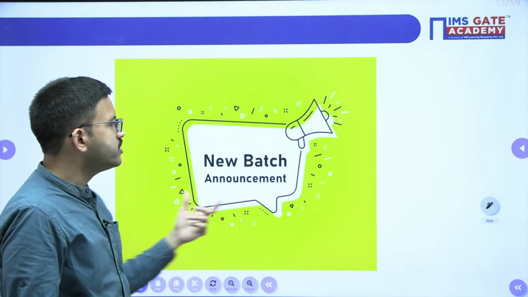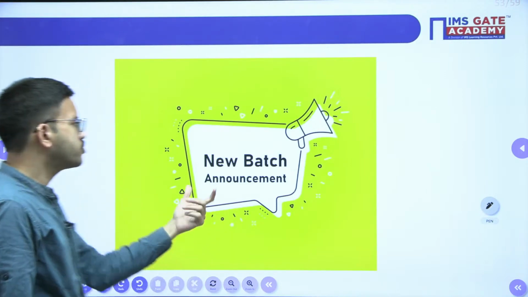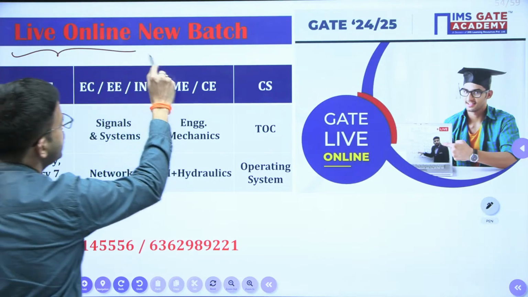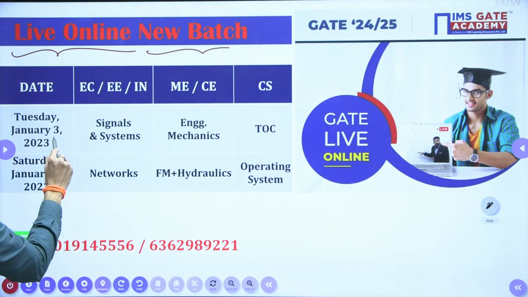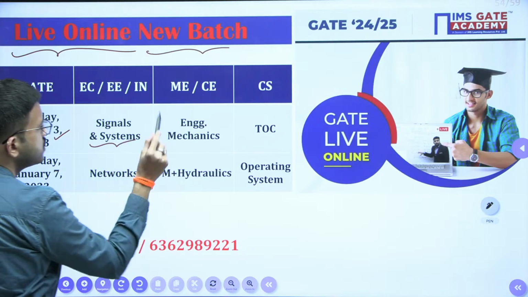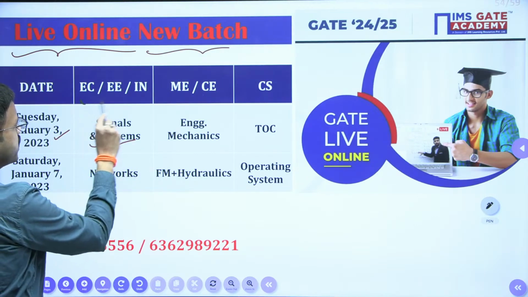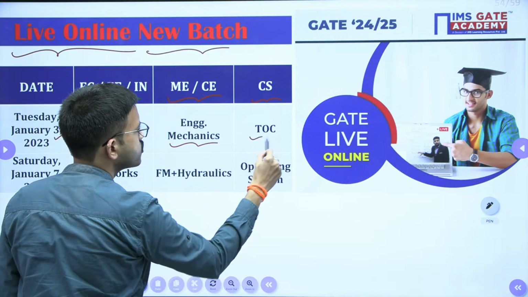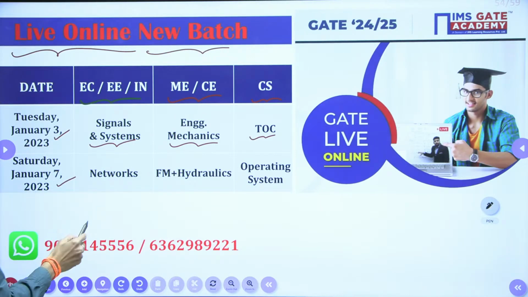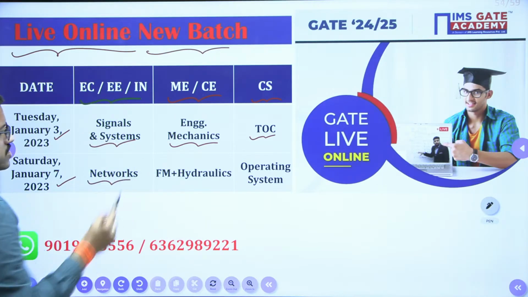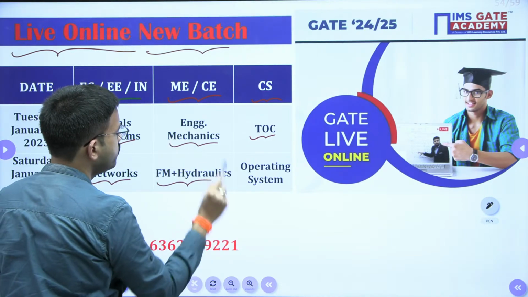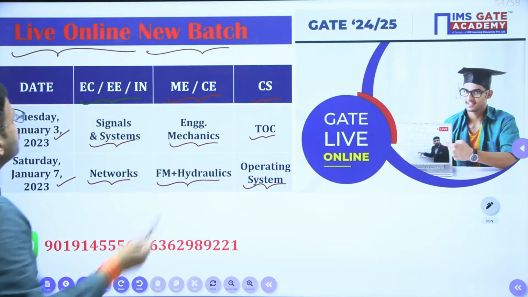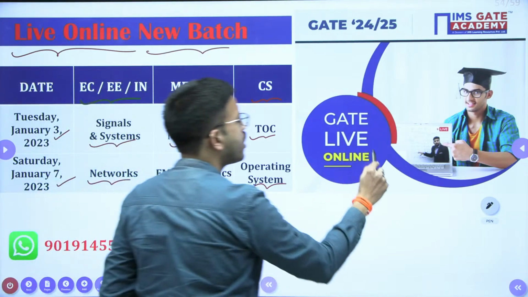Now I am going to inform you of the upcoming batches which are going to start. Here we have a live online new batch. It will start on January 3rd. The subject is Signals and Systems for EC, Electrical, IN, Engineering Mechanics for Mechanical and Civil, and TOC for Computer Science. And January 7th for EC, Electrical, IN Networks, for Mechanical and Civil Fluid Mechanics and Hydraulics, and for Computer Science Operating System. So this is completely online, GATE live online.